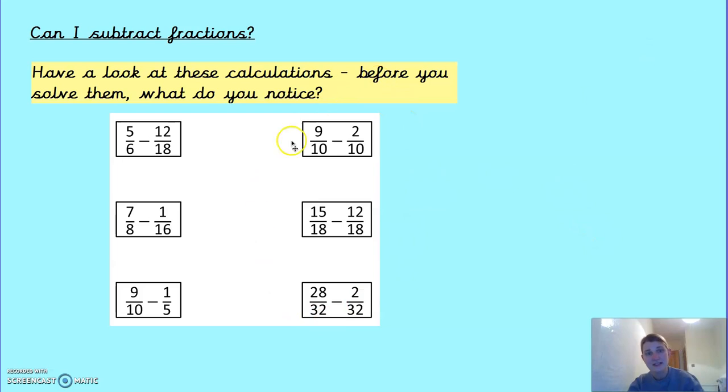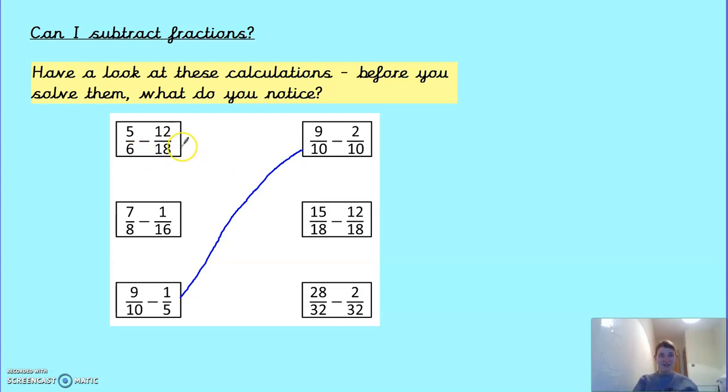Right, well, if I look down this side, straight away, I can see that I've got the same denominator, so that's going to be nice and easy. However, I've also noticed that the calculations over here match up to over here. So look, 9/10 take away 1/5. I would change 1/5 to 2/10, and that would be that.